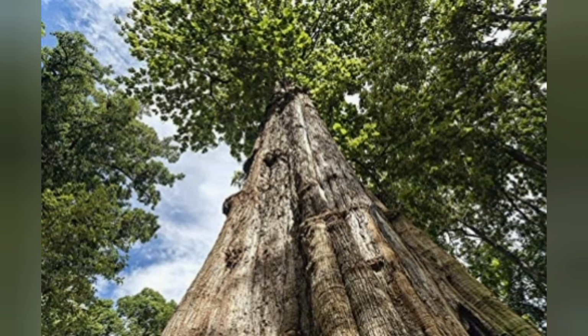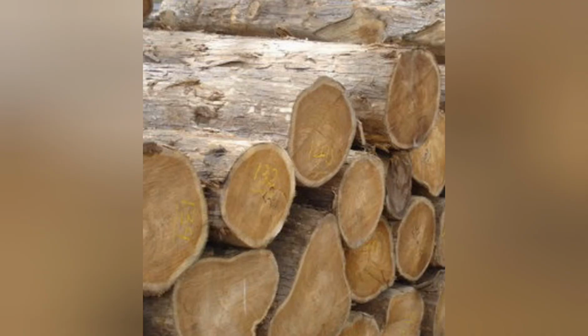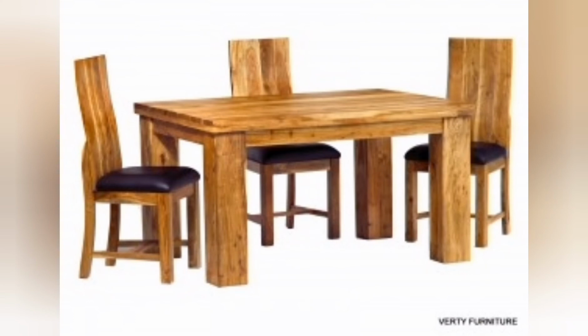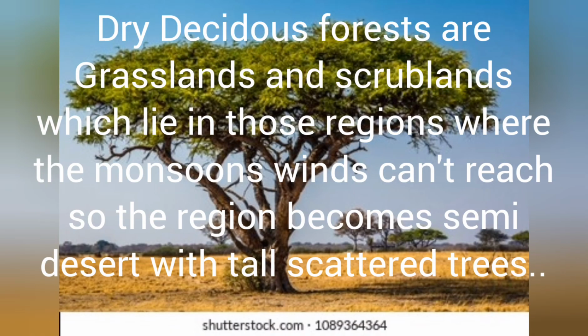The trees are basically known for their hardwood, which is used for furniture making, for construction purposes, for making boats and ships. Apart from the teak wood, sal, acacia, and eucalyptus are also used for wood, as well as bamboos are used for furniture making.